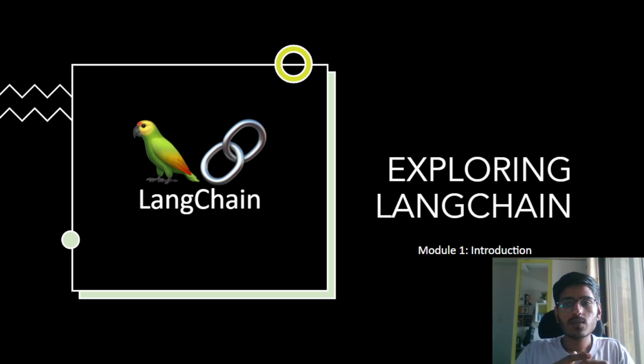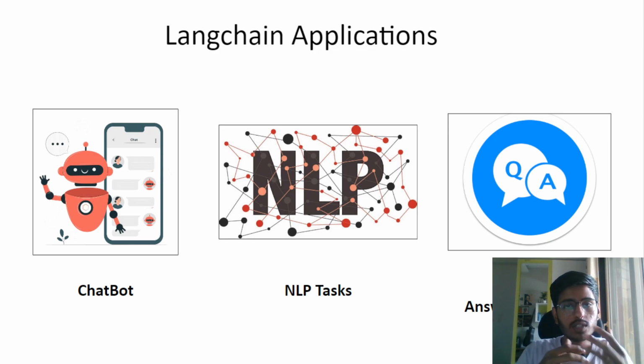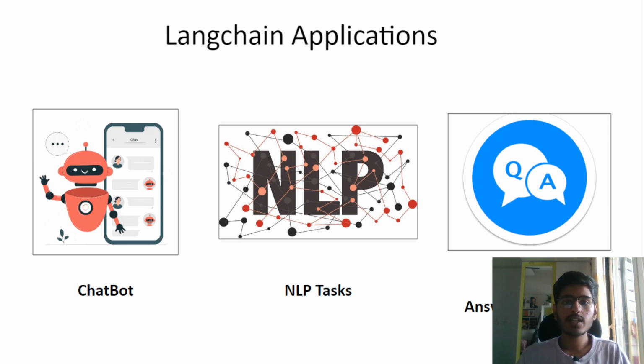So let us look at some of the use cases that we can build using this LangChain framework. First of all, the chatbots. Using large language models, you can have multiple functionalities clubbed into one application, and you can build a chatbot out of it for a specific task that you want to perform. There are different NLP tasks that can be performed using LLMs, such as summarization, classification, translation, etc. So you can club all those and make an application out of it.